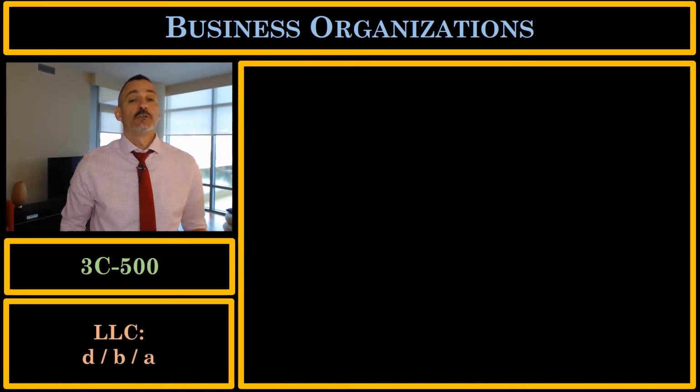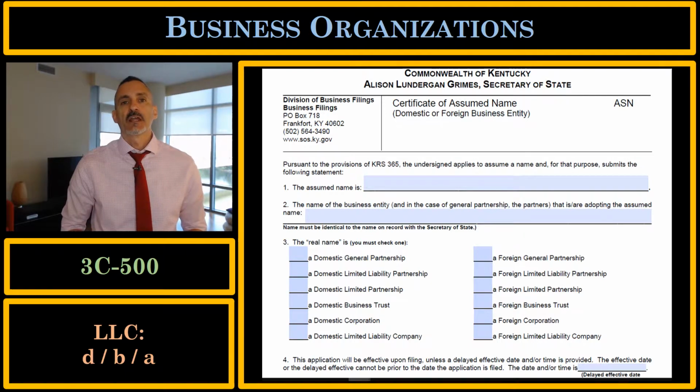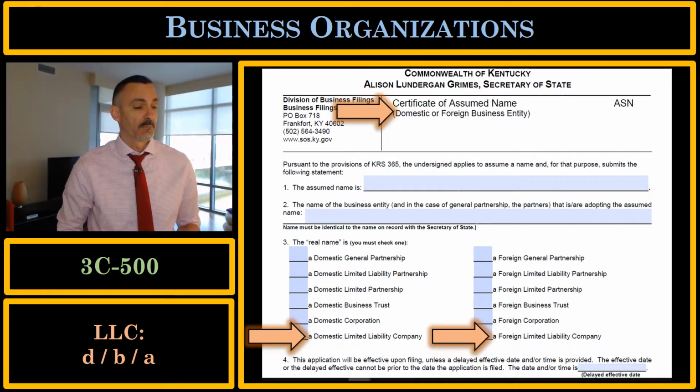All right, let's talk about what you should do if your LLC is doing business under an assumed name. The Secretary of State website has a form, and that form applies not just to corporations, but any foreign or domestic business entity. So if you have an LLC that's called Alpha Beta Foods LLC, and you want to do business as Paulie's Pizza Truck, you have to file this form with the Kentucky Secretary of State, right? And you see it applies to domestic limited liability companies and foreign limited liability companies.